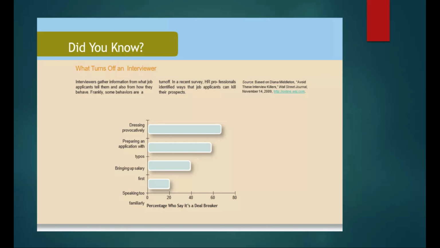Next is preparing an application or a resume with typographical errors. Also, bringing up salary first in the conversation is a turn-off for employers, especially for the HR interviewer. And lastly, speaking too familiarly with the person you are talking to within the workplace is also a major turn-off for some interviewers.